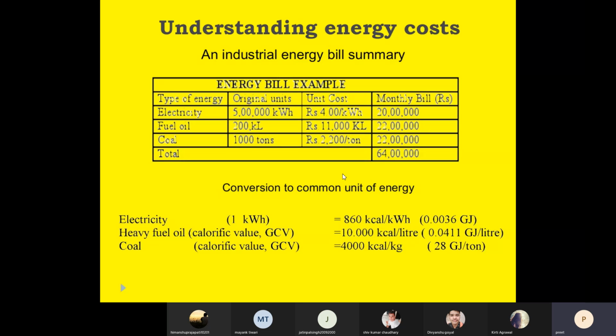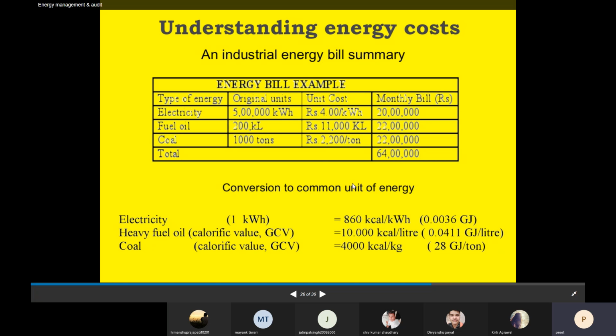So if I want to reduce the total cost, I want to focus on, suppose, coal or fuel oil, how I can reduce it. One suggestion could be: okay, we can replace the coal with some cheaper source of energy. So the outcome should be like that only.